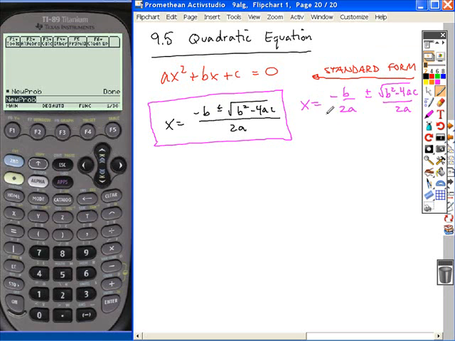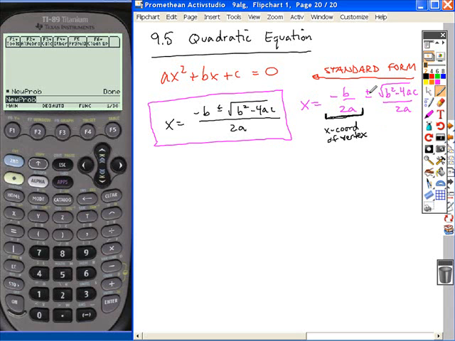Well, what do you notice about this part? Have we used this already? Negative b over 2a. Does that look familiar at all? Yeah, this was the x-coordinate of the vertex, right? And so here you're finding the x-coordinate of the vertex and then you're making some change to it.